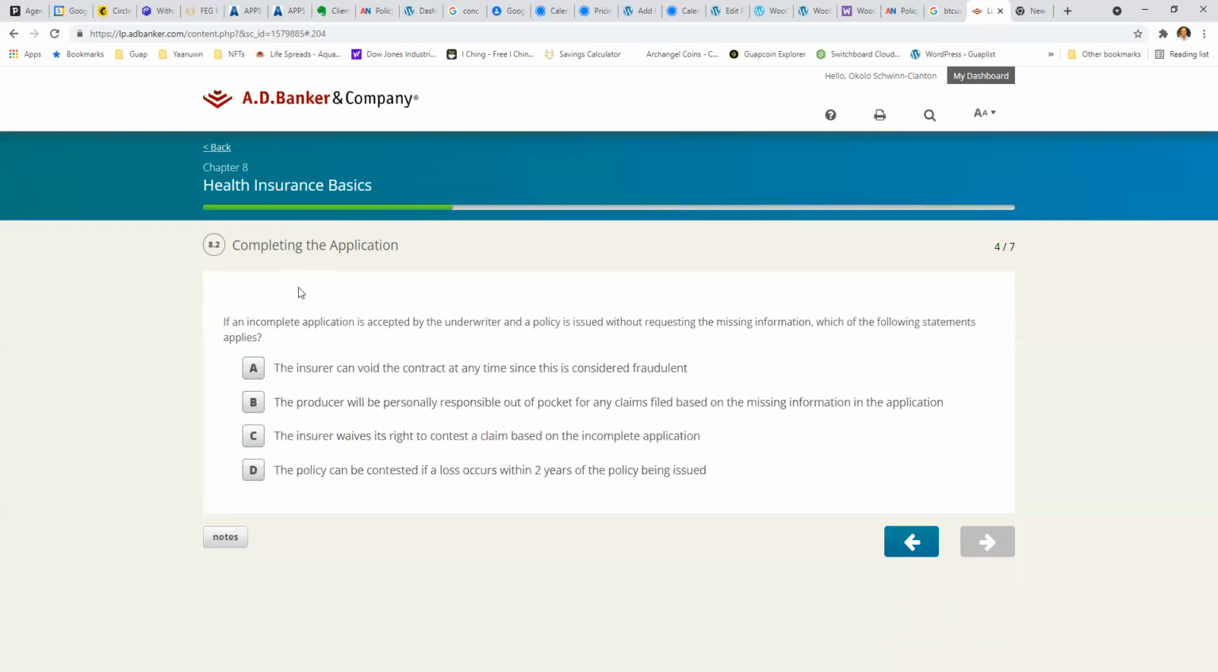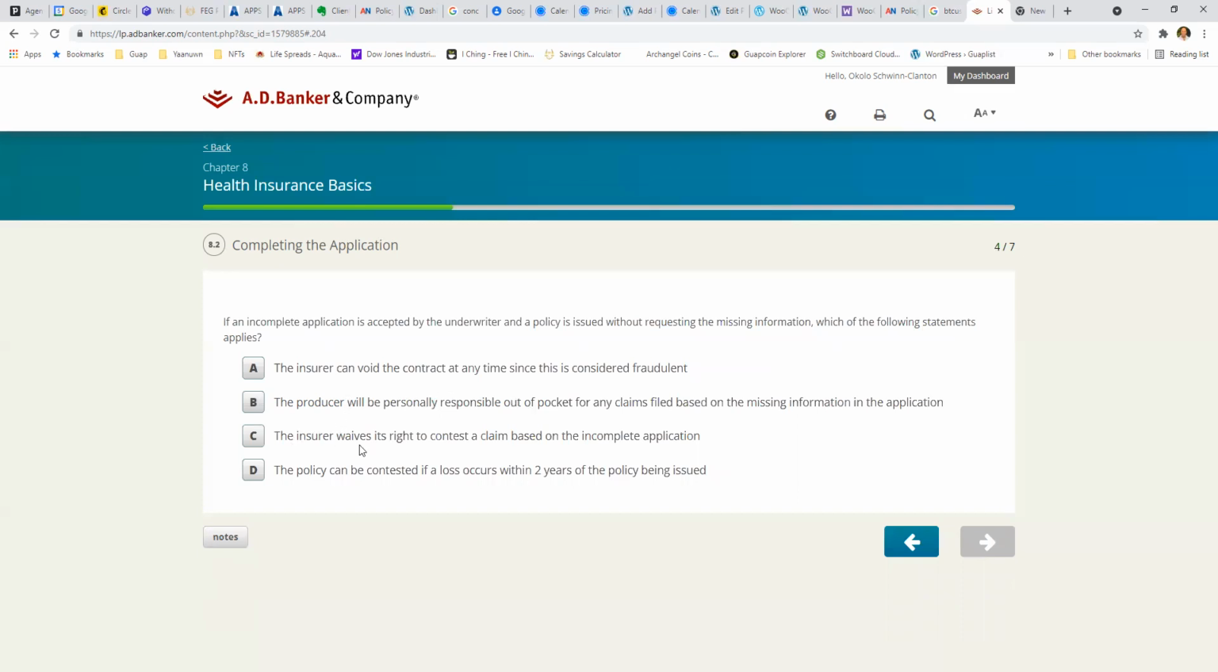If an incomplete application is accepted by the underwriter and a policy is issued without requesting the missing information, which of the following statements applies? The insurer can avoid the contract at any time since it is considered fraudulent. No, that doesn't sound right. The producer will be personally responsible. We stop right there. That's not true.